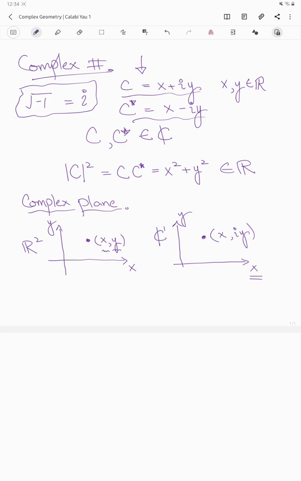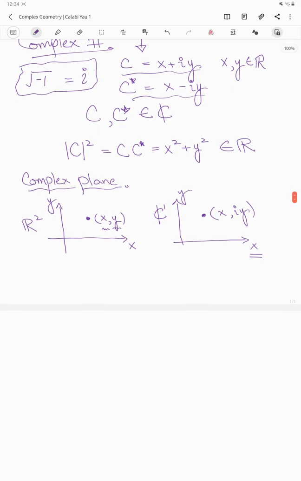So what you can see from here is that for the real space, if I were to define R3, how would I do it? I would just take R2 cross R1, and this is 3 dimensions. For R4, I would do R2 cross R2, and this would be your 4 dimensions.